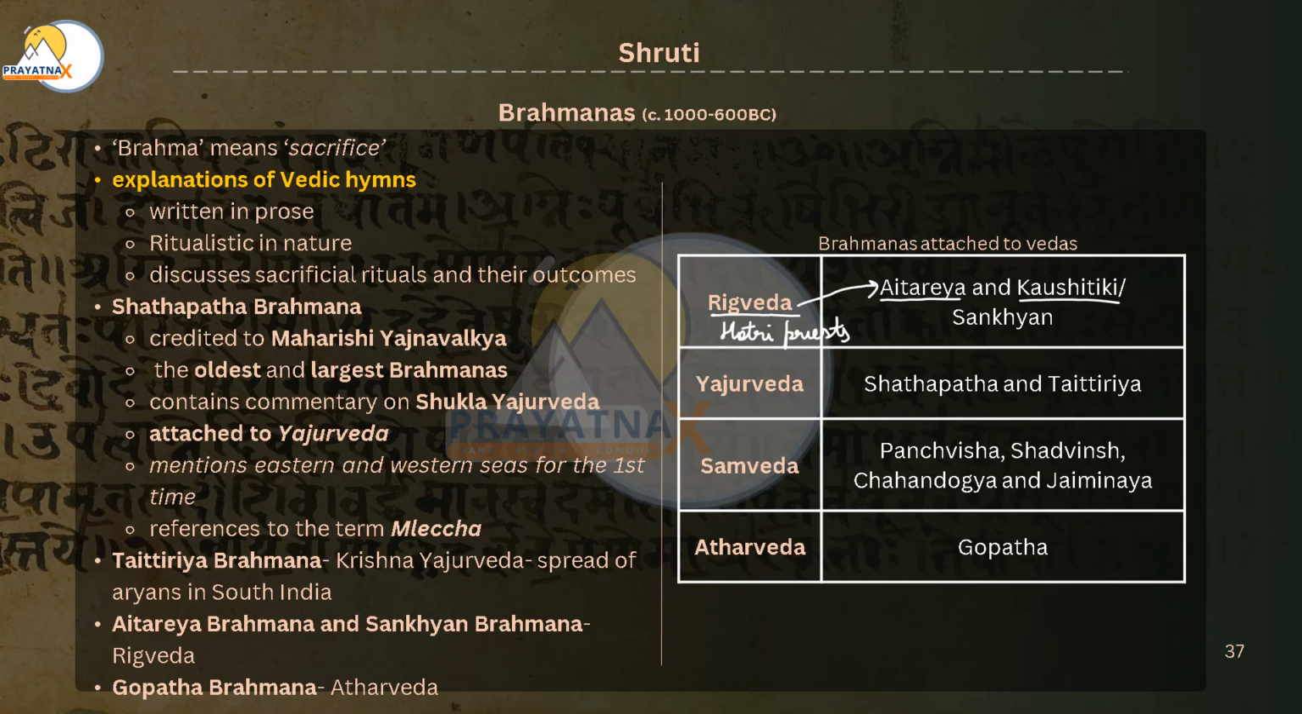Now, on the other hand, the Taittiriya is a Brahmana of the Krishna Yajurveda, whereas the Shatpat Brahmana is basically associated to Shukla Yajurveda. Now, I hope you are able to recall that this is black and this is white.